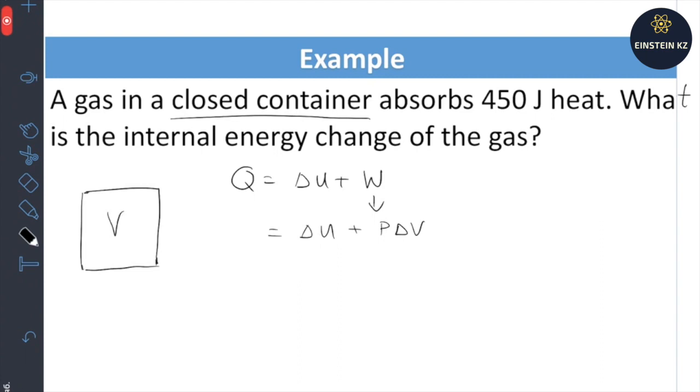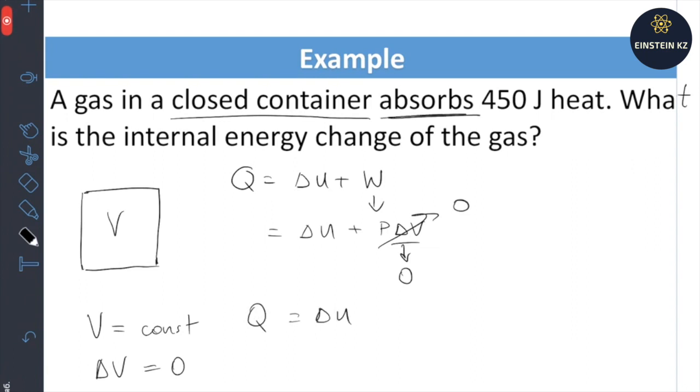Okay, so here volume is kept constant and delta V will be equal to 0. That's why, if this is equal to 0, 0 times any number will give us 0. Okay, so just simply Q will be equal to delta U. So as the gas absorbs 450 joules of heat, we have plus 450, so delta U will be equal to just plus 450 joules.